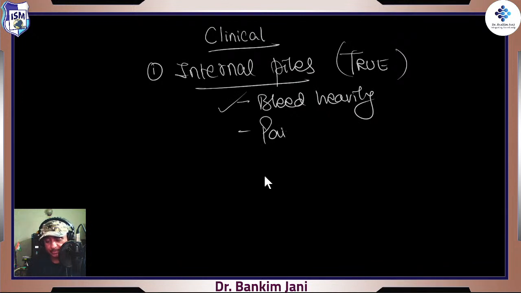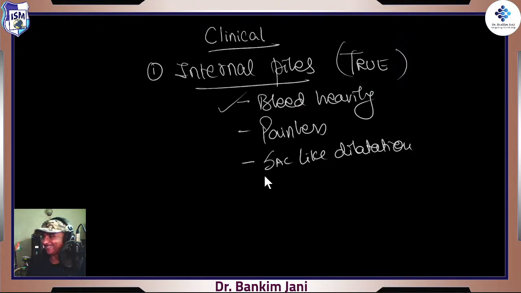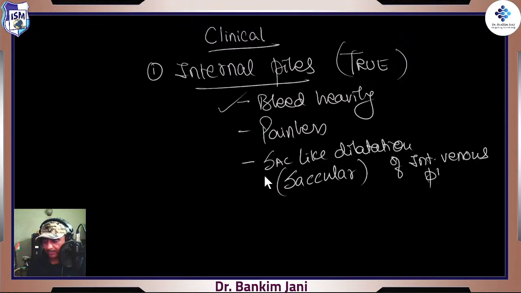Second, they are painless. That's very important because all those pain fibers, right? They are near the skin. So they are below. And these internal piles will be because of those sac-like dilatations. Sac-like means they are called as the saccular dilatation of internal venous plexus, correct? Internal venous plexus. And this internal venous plexus is what is in continuation with all the way up to the portal system. True?